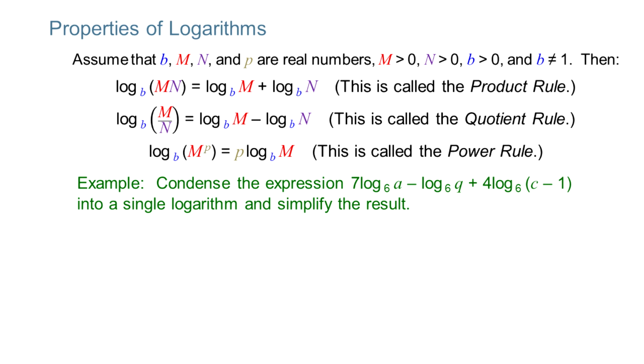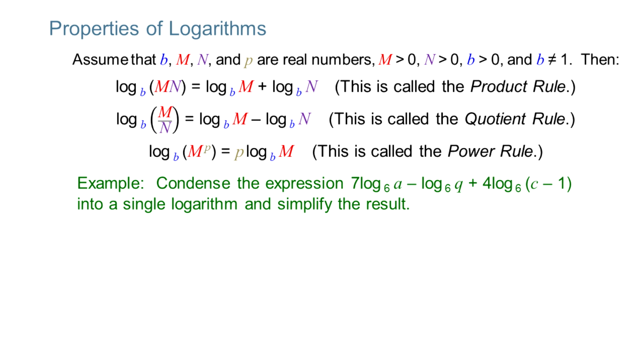In the last two examples, I started with a single logarithm, and then I used the product, quotient, and power rules to change it into an equivalent expression that involved a sum or difference of 2 or more simpler logarithms. In this example, I'm going to reverse the process. Because of the addition and subtraction signs in between the logs, I will use both the product and the quotient rules to work this problem eventually.